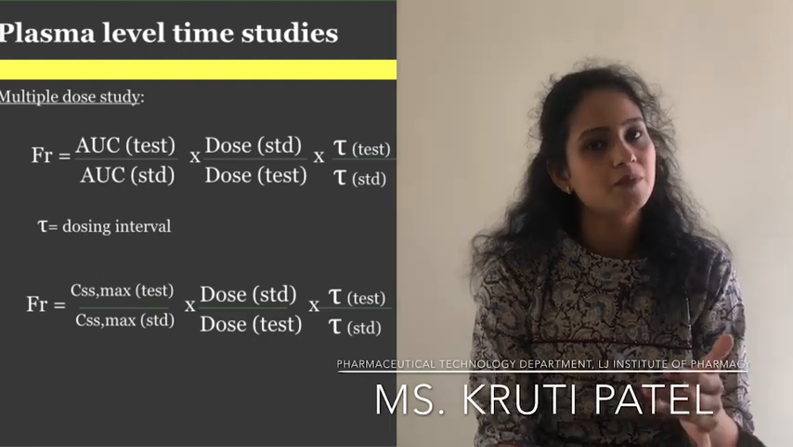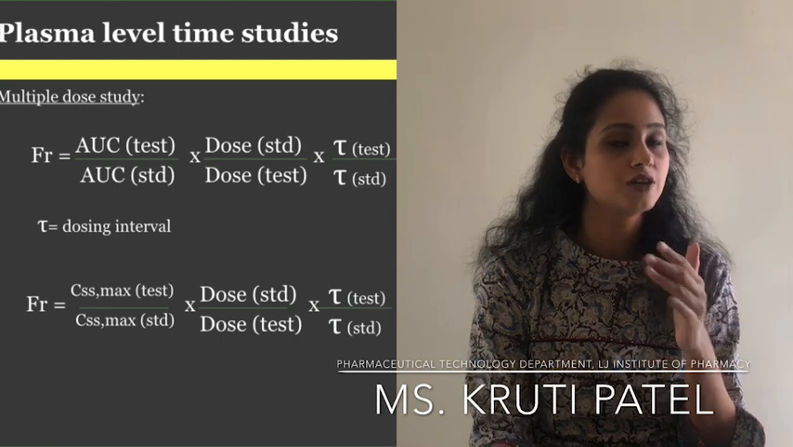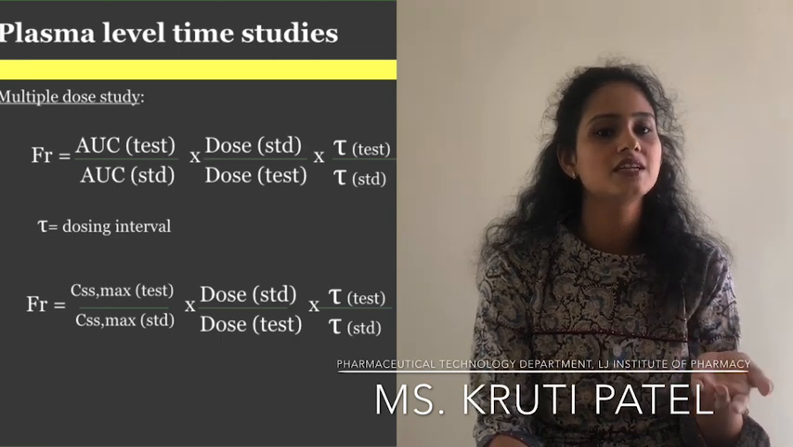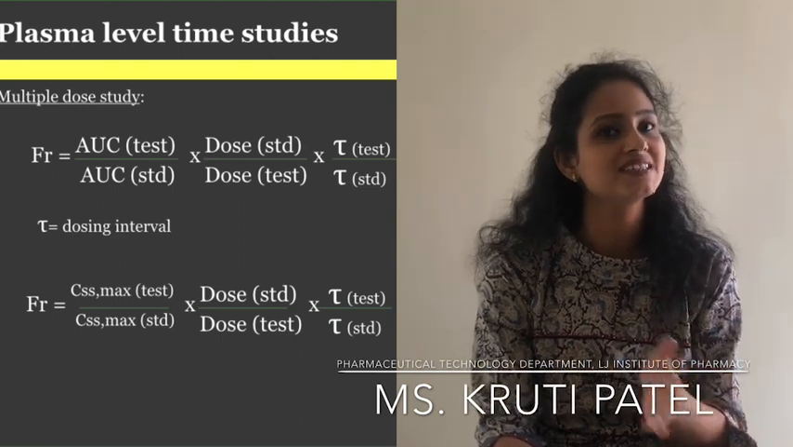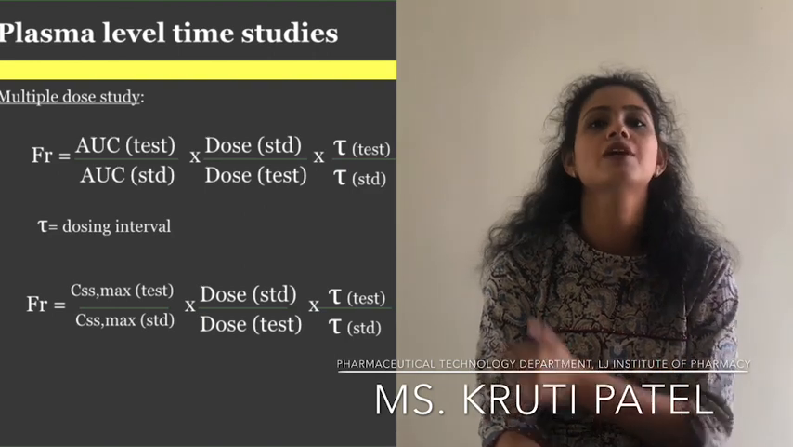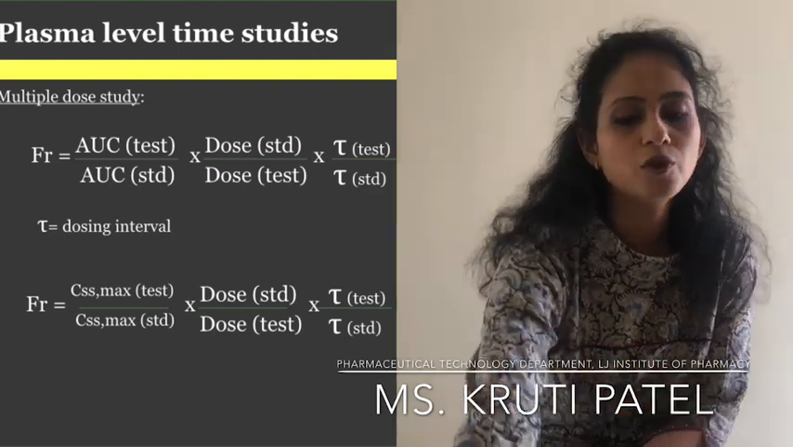The same equation applies if you are taking CSS, that is steady state concentration. You just have to place CSS max in place of AUC and you get your equation. So that was all about plasma level time studies, which can be done by two methods, either single dose study or multiple dose study. But in most of the cases, the more reliable method is multiple dose study.